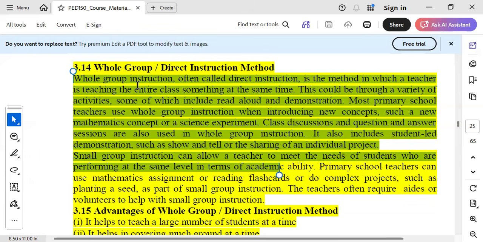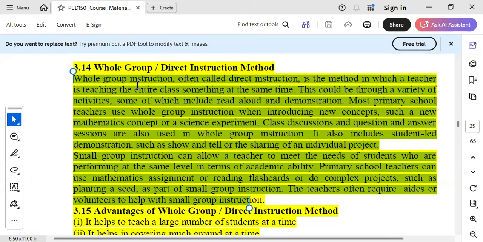Now, in terms of academic ability, the primary school teachers can use mathematics assignments or reading flashcards or do complex projects such as planting a seed as part of small group instruction. The teachers often require aides or volunteers to help with small group instructions.